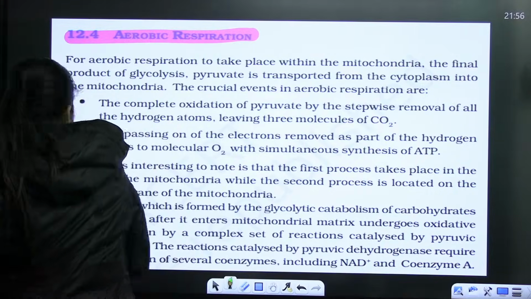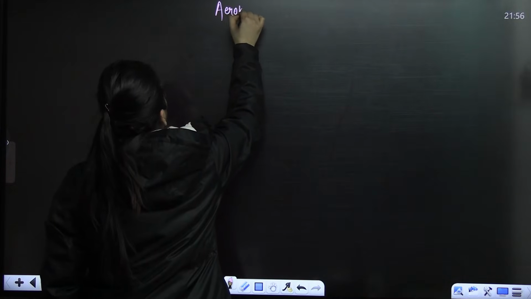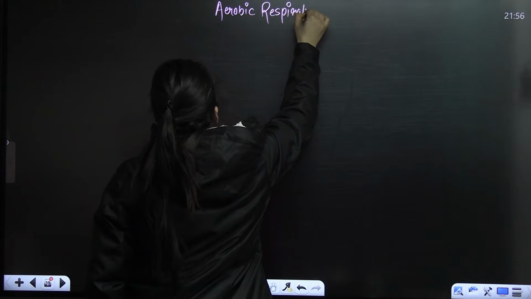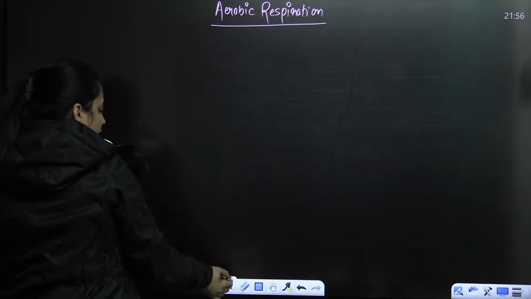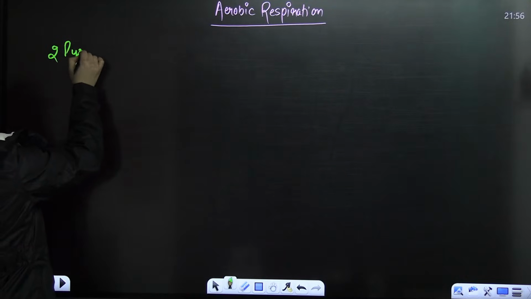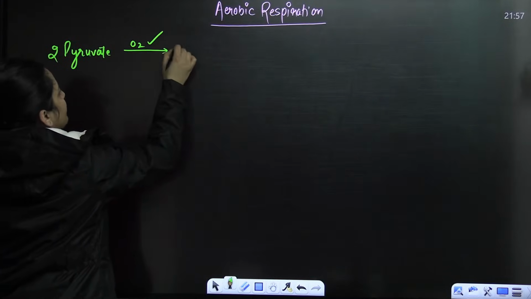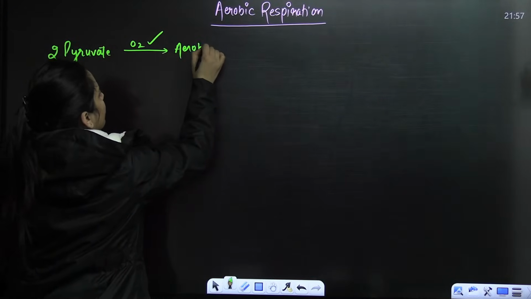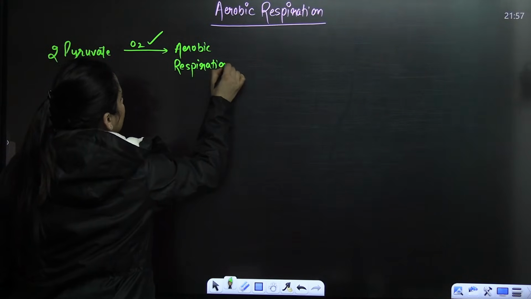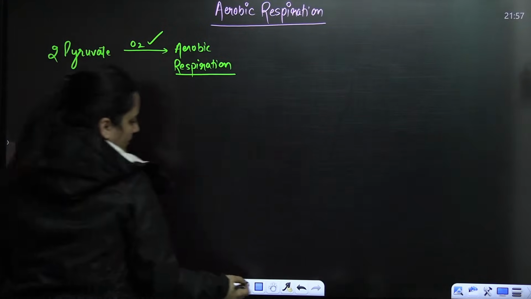So let's talk about aerobic respiration. Ultimately, these two pyruvate will go for aerobic respiration. If oxygen is present, they are going to enter aerobic respiration. I believe this part is clear. So what is the first step, and where will it occur? I'll tell you.